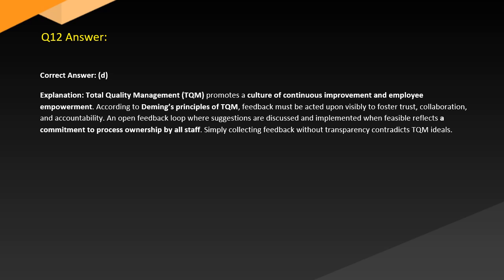Answer. Correct answer D. Explanation. Total quality management (TQM) promotes a culture of continuous improvement and employee empowerment. According to Deming's principles of TQM, feedback must be acted upon visibly to foster trust, collaboration, and accountability. An open feedback loop, where suggestions are discussed and implemented when feasible, reflects commitment to process ownership by all staff. Simply collecting feedback without transparency contradicts TQM ideals.